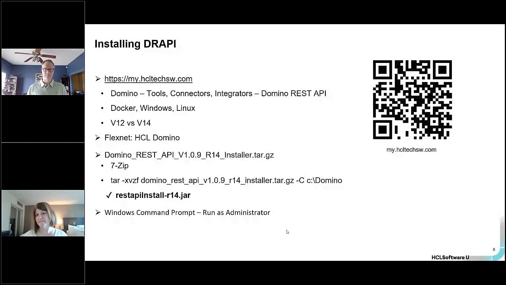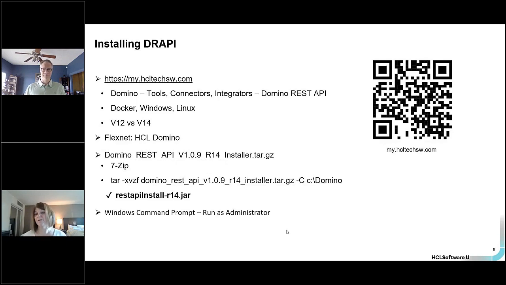And to get it on FlexNet, when you log into FlexNet on your homepage, under your My Downloads, you select HCL Domino, and then you have to find the Domino REST API in that main Domino Downloads page in the version that you're looking for. However, I'm going to tell you about the new HCL software download site, which is that first URL on the page, and it's also that QR code that I have listed there.